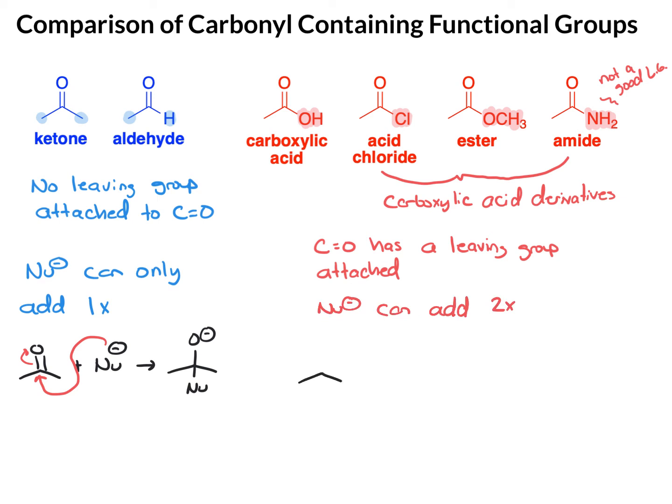So let's say we have, I'll just do an acid chloride because that's the best leaving group of the bunch. If you add a nucleophile to this, just like with an aldehyde or ketone, it's going to add to the carbonyl. But now we're not stuck at this tetrahedral intermediate. Instead, what's going to happen is this negative charge, those electrons will come back down, and you'll lose the leaving group.